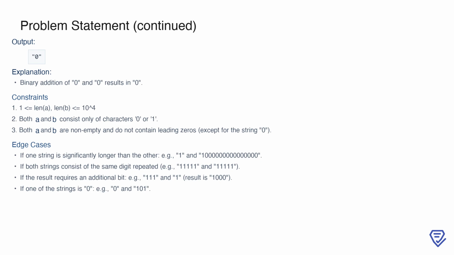You also need to handle cases where the result requires an additional bit, like adding 111 and 1, which results in 1000. Lastly, if one of the strings is 0, the output should directly match the other string. These considerations ensure the implementation is robust and handles real-world inputs seamlessly.